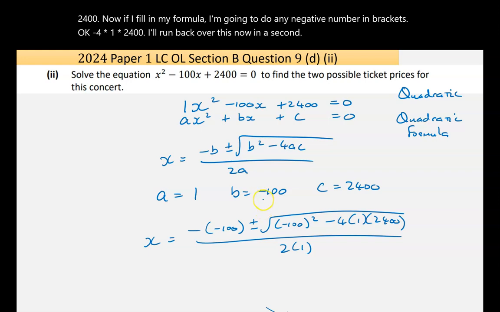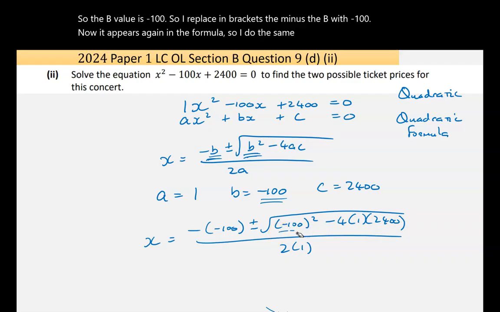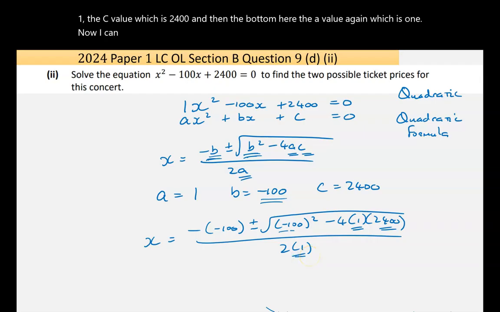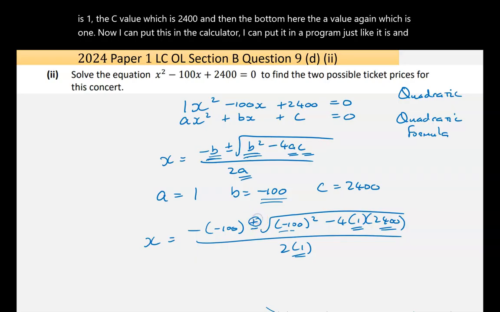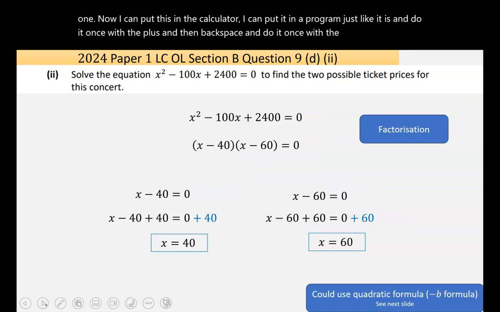I'll run back over this now in a second. So the B value is minus 100. So I replace in brackets the B with minus 100. Now it appears again in the formula, so I do the same thing. Then the A value, which is 1, the C value, which is 2400, and then at the bottom here, the A value again, which is 1. Now I can put this in the calculator. I can put it in and program it just like it is and do it once with the plus, and then backspace and do it once with the negative.